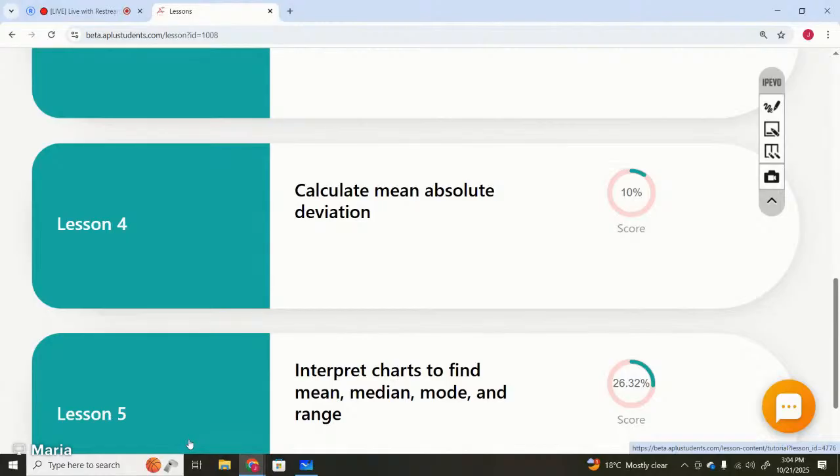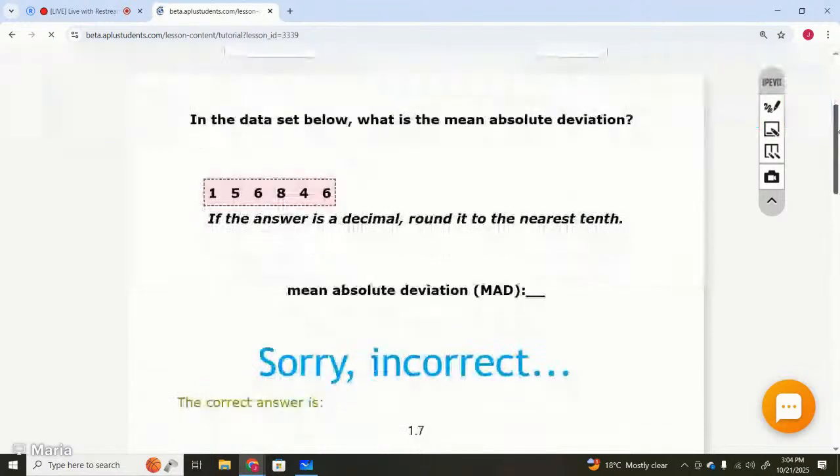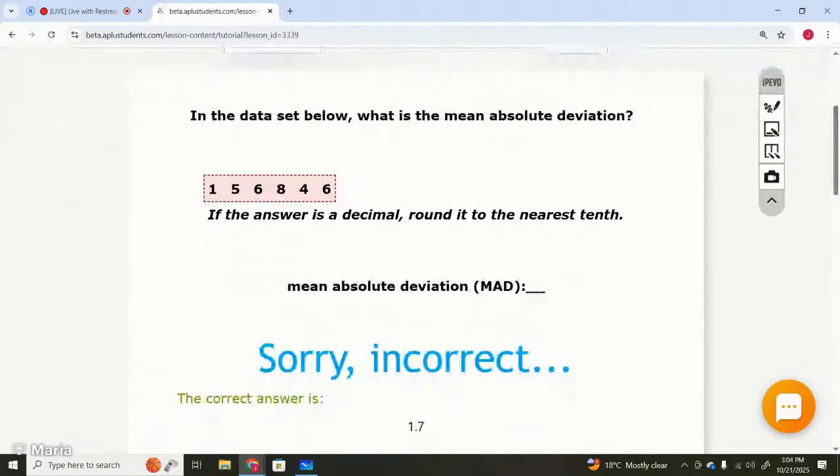Let's just start with the lesson that is calculate mean absolute deviation. So let's just start with the lesson. In the dataset below, what is the mean absolute deviation? The data is 1, 5, 6, 8, 4, 6.